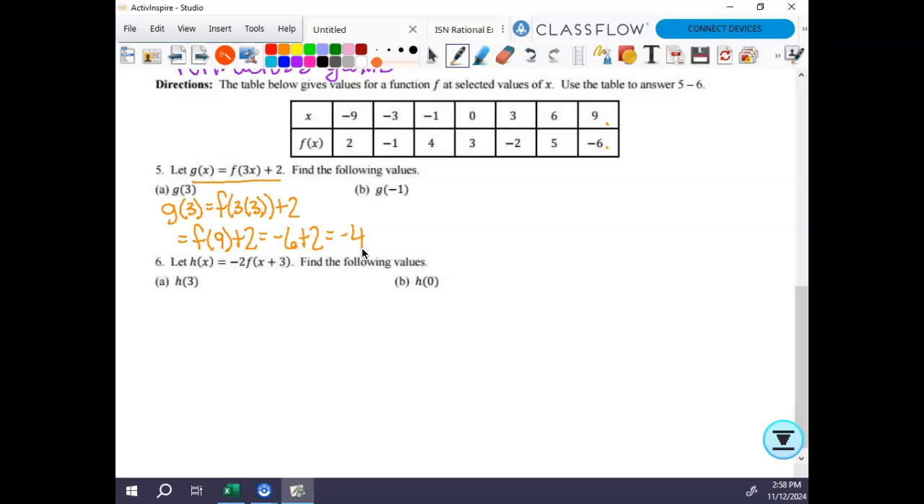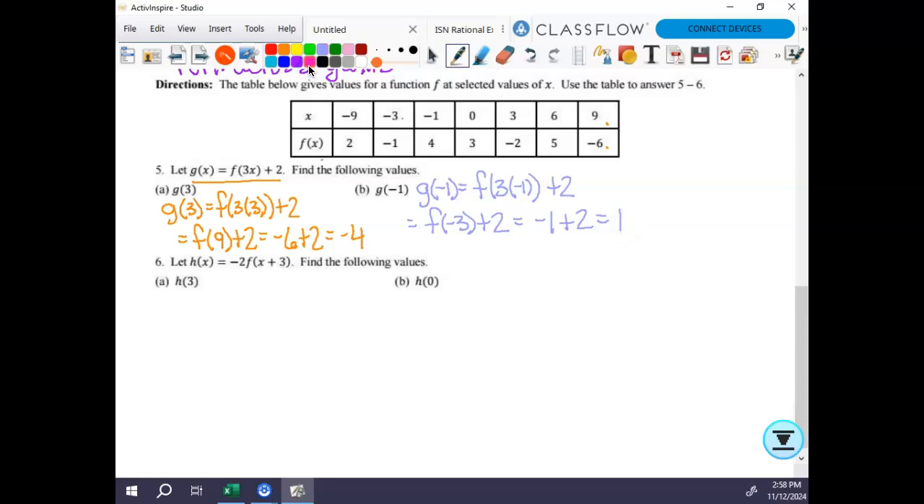All right, then g of negative 1 is going to be equal to f of 3 times a negative 1 plus 2. So you're literally just substituting it in here. We don't worry about who's a liar and what. It all takes care of itself. So this becomes f of negative 3 plus 2. F of negative 3 is a negative 1, plus 2 is 1.